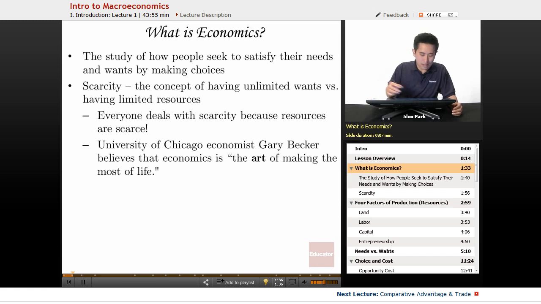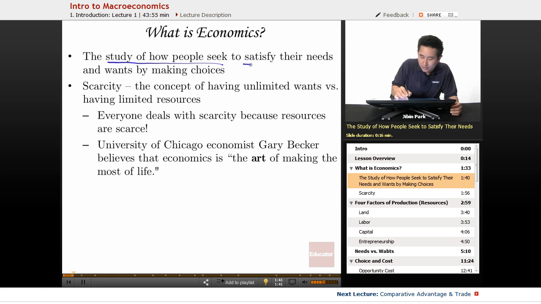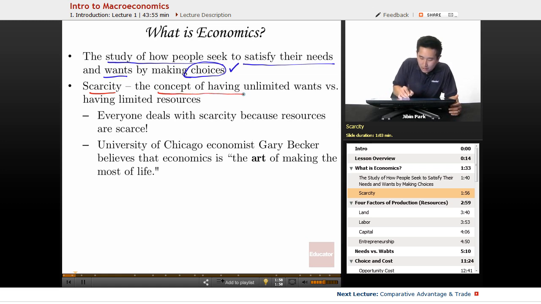So what exactly is economics here? If you want to break it down into a simple definition, it's the study of how people seek to satisfy their needs and wants by making choices. If it really boils down to it, economics is not necessarily about the stock market. It's not about the Federal Reserve or fiscal policy. It's really the idea of making choices. Scarcity is the concept of having unlimited wants versus having limited resources. Whether you're talking about an individual or government, we want this, we want that, but we're limited by the resources that we have. So ultimately, we make choices based on our limited resources.